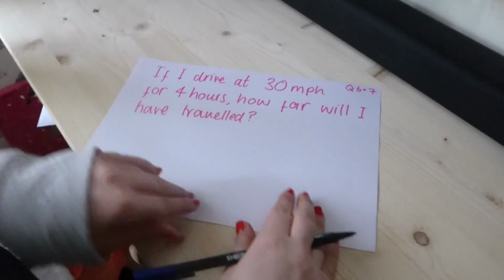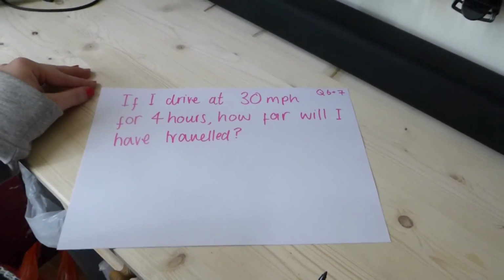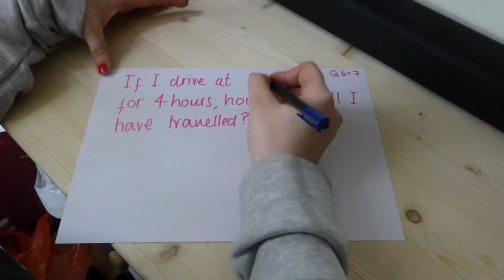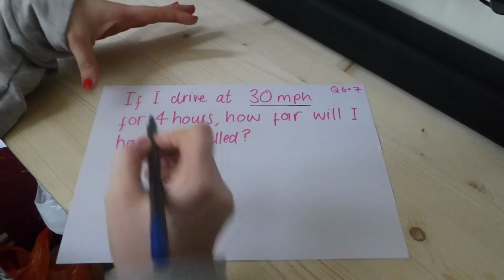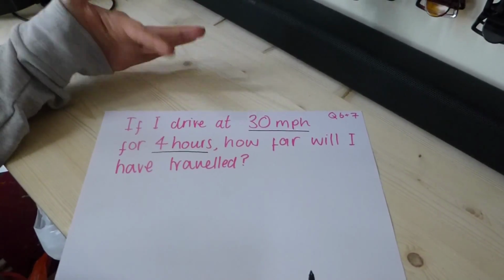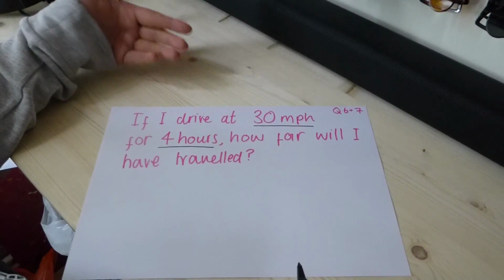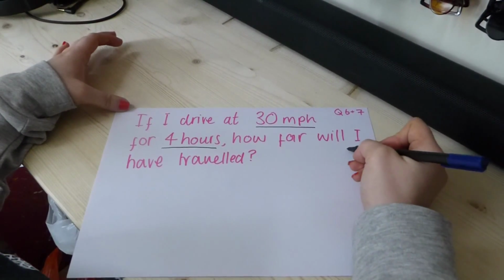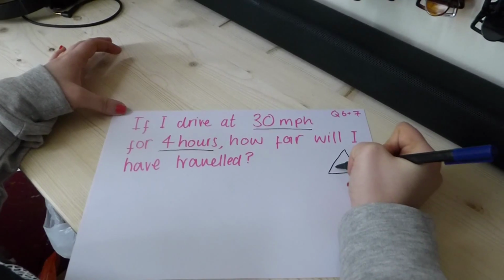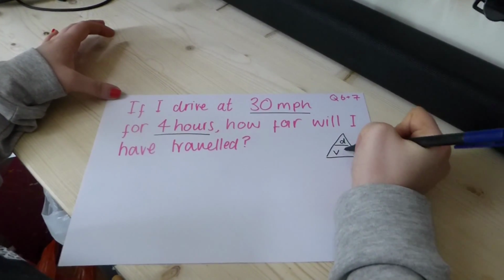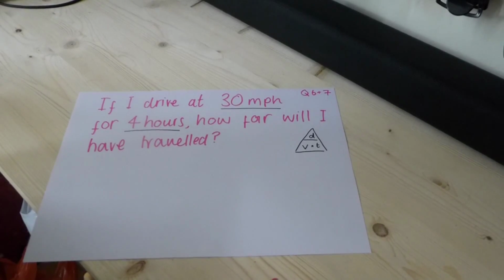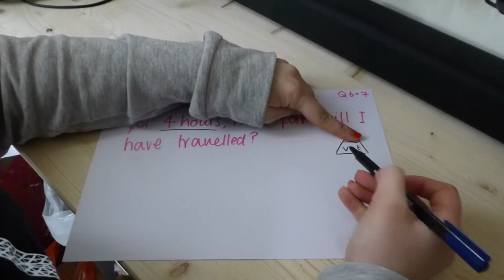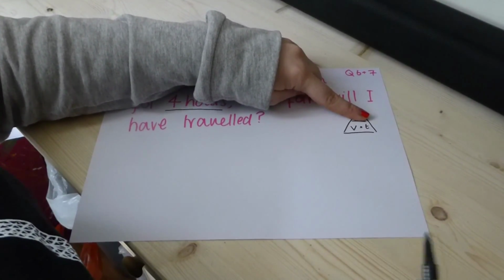The next question will help you with question 6 and 7 on your homework. It's very, very similar to them. If I drive at 30 miles per hour, I'm going to underline that, for 4 hours, I'll underline that too, how far will I have travelled? So this question is asking me for a distance, because it's asking me how far I have travelled in my car. So I'm going to draw my triangle. I remember that it's speed over here, distance here, then multiply by time here. Now because it's asking me to calculate a distance, I'm going to cover up the D. So that tells me I need to do speed times time. So that's what I'm going to do now.